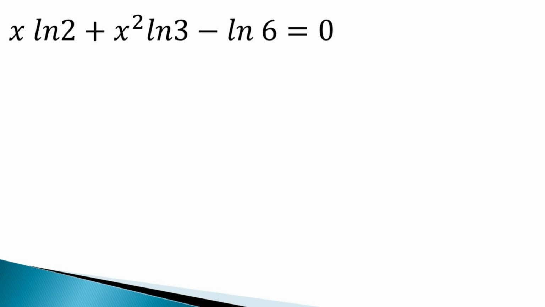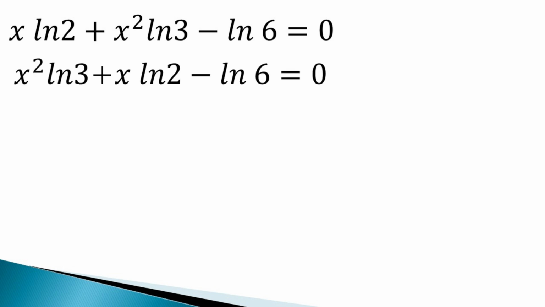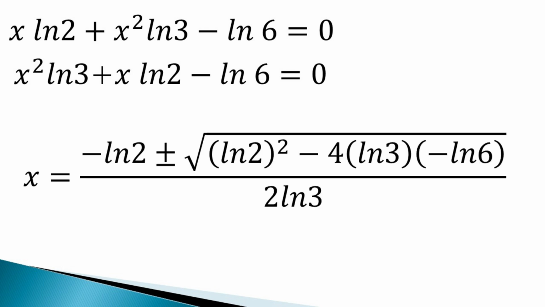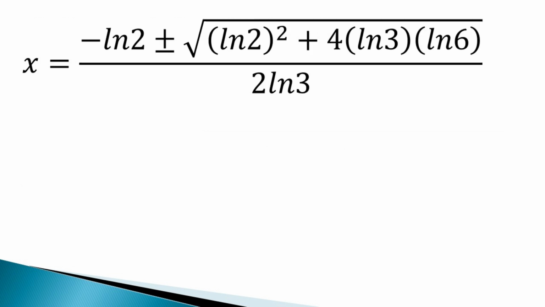A little adjustment makes the equation x square ln 3 plus x ln 2 minus ln 6 is equal to 0. This is a normal quadratic equation in x, and the solution from the quadratic formula is given as x is equal to minus ln 2 plus minus square root of ln 2 whole square minus 4 ln 3 into minus ln 6, all divided by 2 ln 3. This can be further written as x is equal to minus ln 2 plus minus under root ln 2 whole square plus 4 ln 3 into ln 6 divided by 2 ln 3.